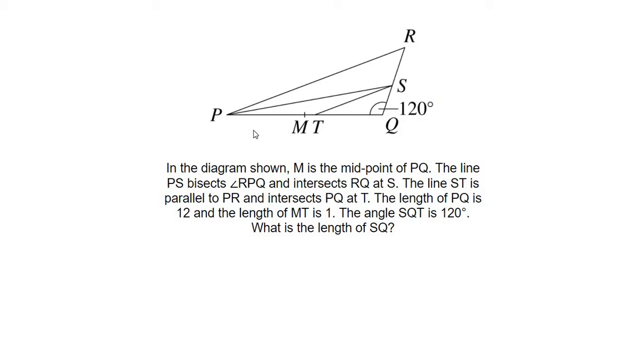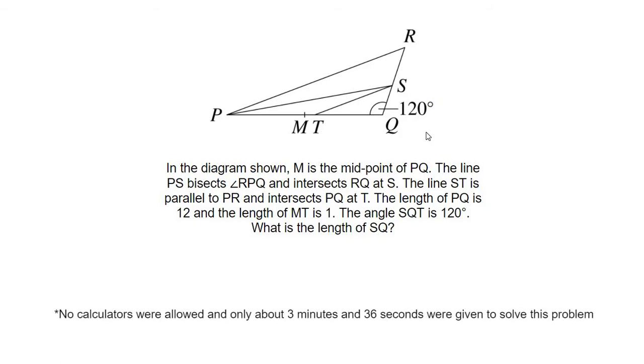The length of PQ is 12 and the length of MT is 1. The angle SQT, this one, SQT, is 120 degrees. What is the length of SQ? No calculators were allowed and only about 3 minutes and 36 seconds were given to solve this problem. Can you solve it? Give it a try.